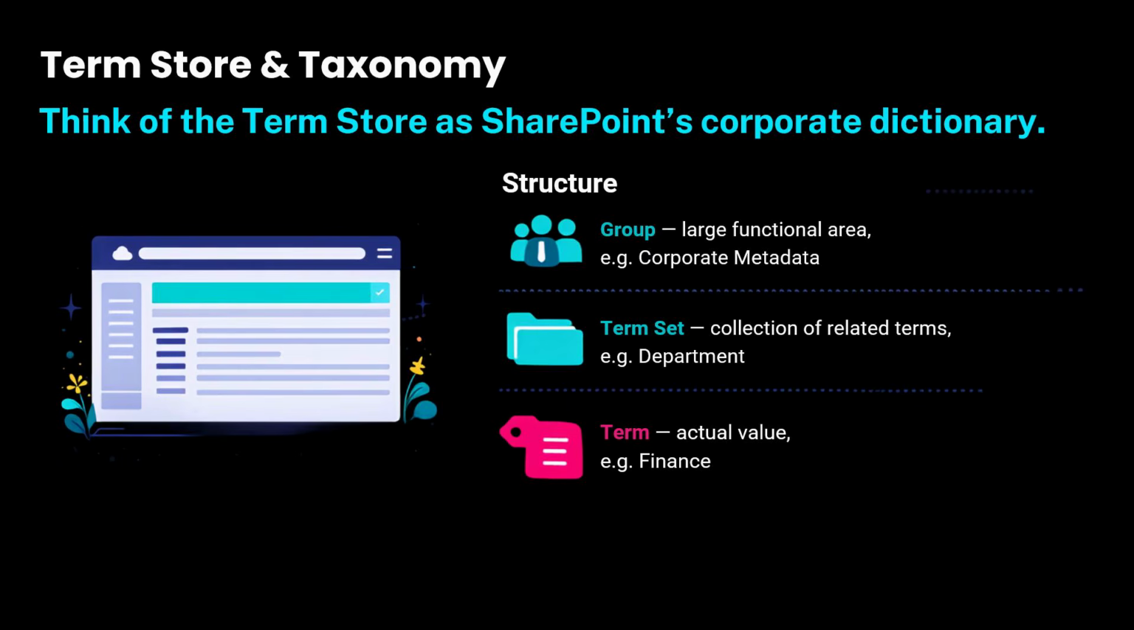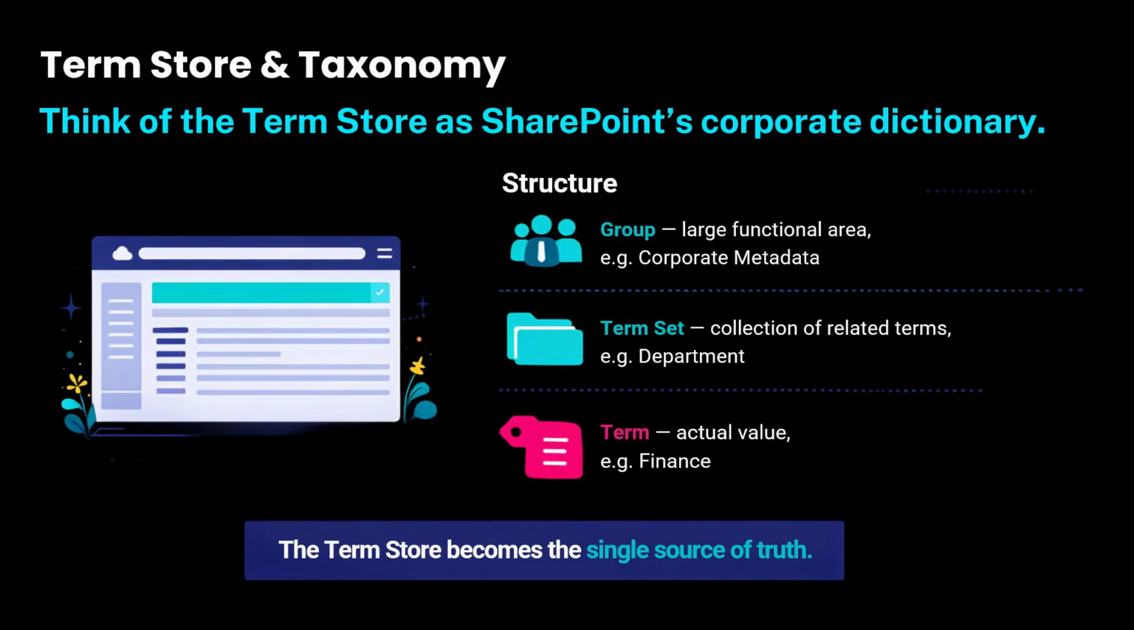If the organization changes a term, we can manage that centrally rather than trying to update dozens of separate choice columns. That's what makes the term store so powerful. It gives us a single source of truth for shared business classifications.